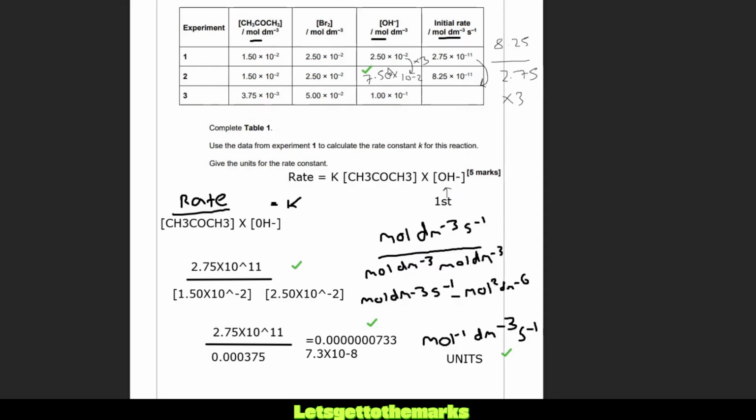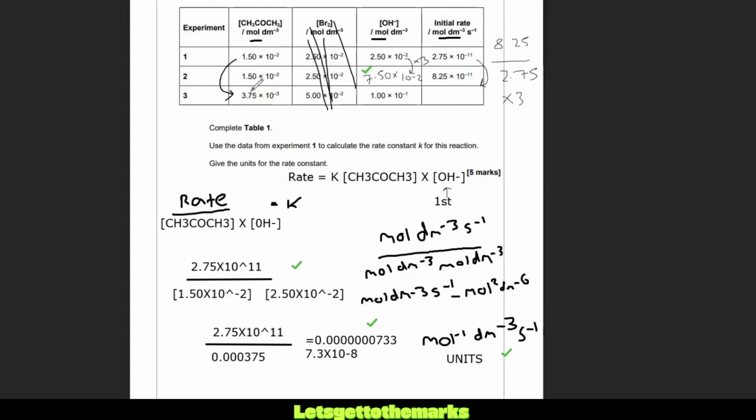So what have they done with all of these? What has happened? We're at 8.25 times 10 to the minus 11. It doesn't matter what's happened to the bromine, so we can forget about the bromine. If you want, you could put a fat line through the bromine and say, right, I'm not interested, because that is zero order. It has no effect on the rate. So we just want to look at what has happened here to the propanone. Well, it was 1.5 times 10 to the minus 2.